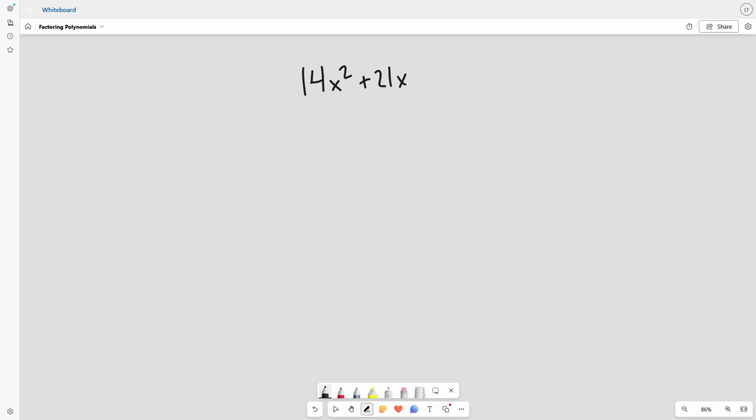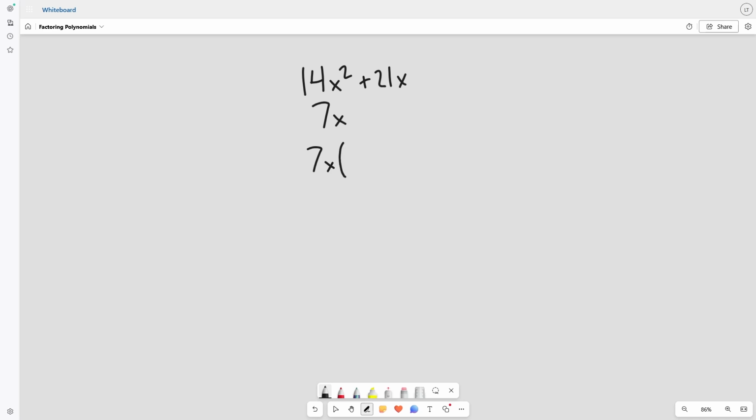Then we also have the x's, so we can take an x out of this one, but we can't take anything more. So the greatest common factor between these two would be 7x. To take the 7x out of both these terms, it's kind of like doing the distributive property, but in reverse.